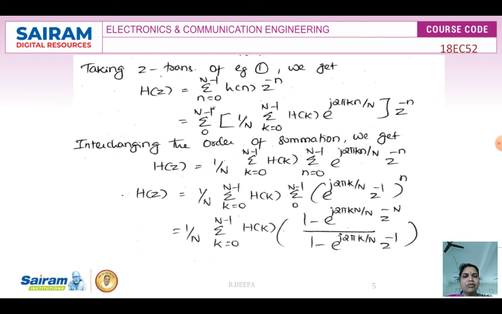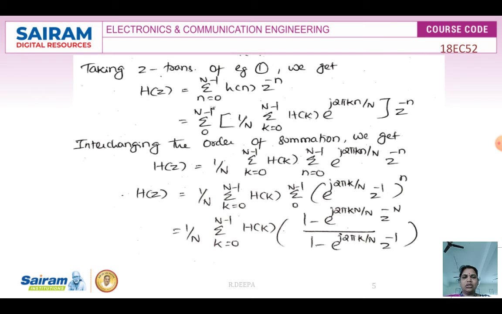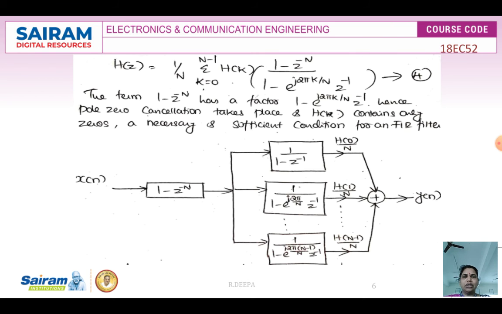So using that sum formula, I have substituted here for e power of j 2 pi k n by N into z inverse, whole power of n, as 1 minus a power of capital N divided by 1 minus a. In the next step, I am just writing this after simplification of this.